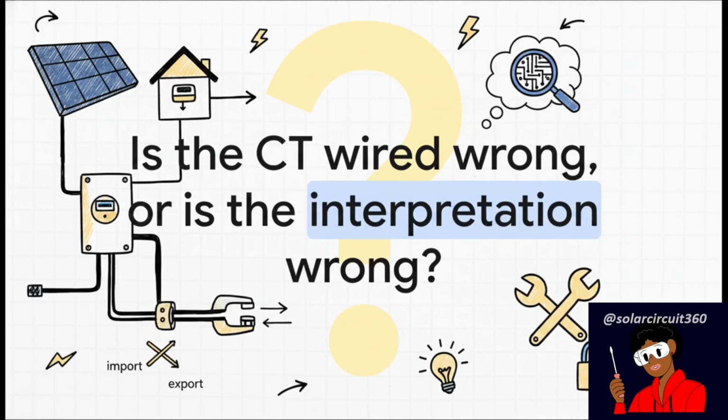I really hope this explainer completely shifts how you approach zero export diagnostics. Next time your inverter screams export, don't just blindly flip the arrow. Ask yourself, is the CT wired wrong or is the interpretation wrong? Using that grid truth test is going to save you hours of chasing ghosts in your electrical panel.